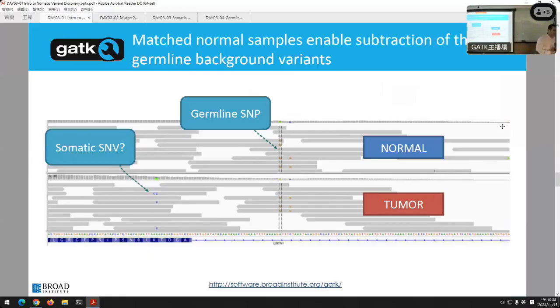If you don't have the normal tissue, it's very hard to distinguish between what's a somatic mutation and what's a germline mutation. There are ways of doing it, which we'll teach you. I think Aaron will teach you how to do that. But as much as you can, you get a matched normal. That's what it does: it helps you remove the germline variants, because you can see them in both.